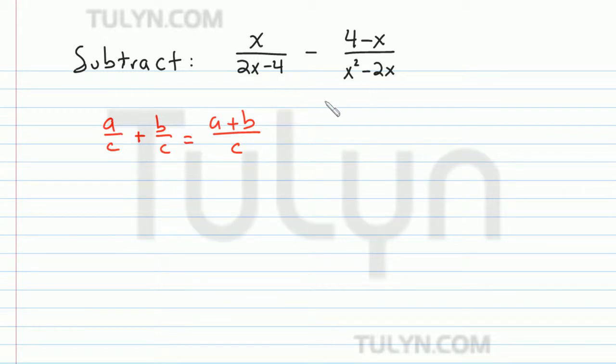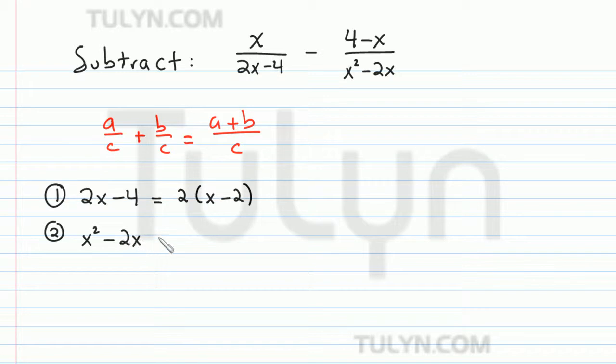But we need to get them to be the same, and we use the notion of the LCD, the lowest common denominator, or the lowest common multiple, to do this. So the first thing we should do is to write out the denominators in factored form. So the first denominator is 2x minus 4, and you can factor out a 2, right? So this becomes 2 times (x minus 2). And then the second denominator is x squared minus 2x, and from that you can factor out an x, right?